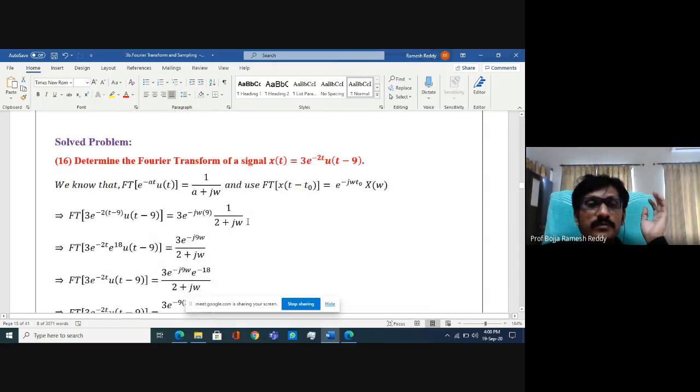Now go for a problem. See what they're asking: determine the Fourier transform of the signal x(t) equal to 3e^(-2t)u(t - 9).